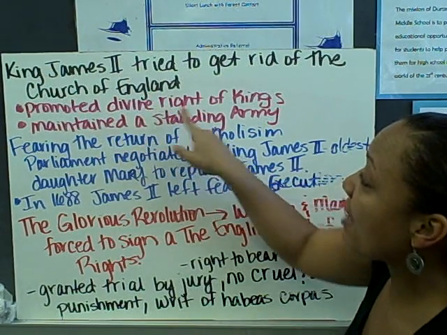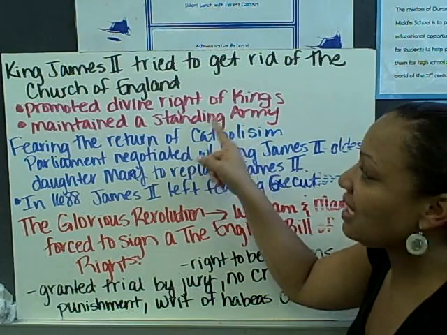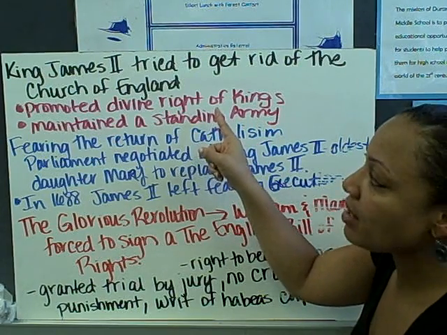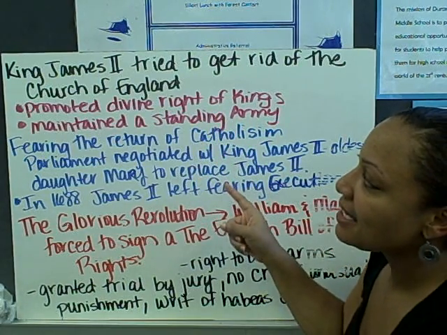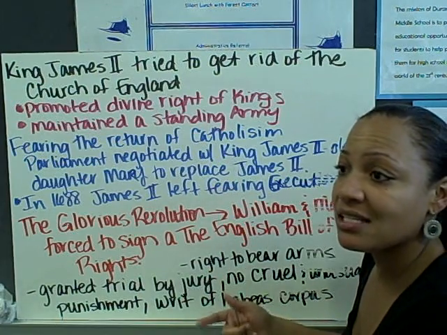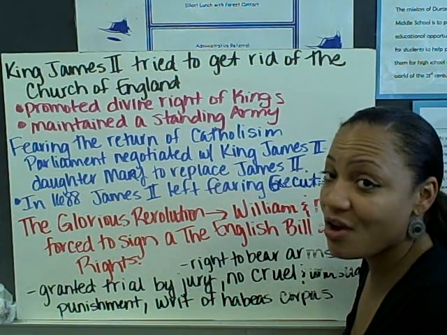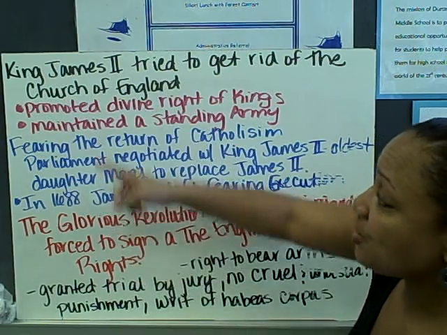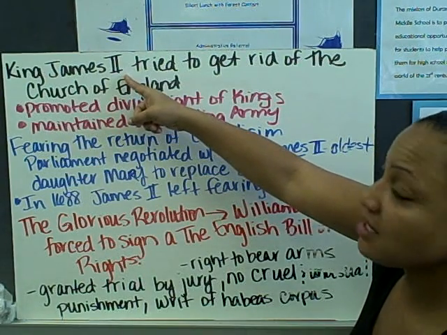He promoted the divine right of kings. So again, he's trying to return England back to an absolute monarchy. Keep in mind, down his family line, somebody has already been beheaded because they tried this before. You would think that James II would have learned his lesson.